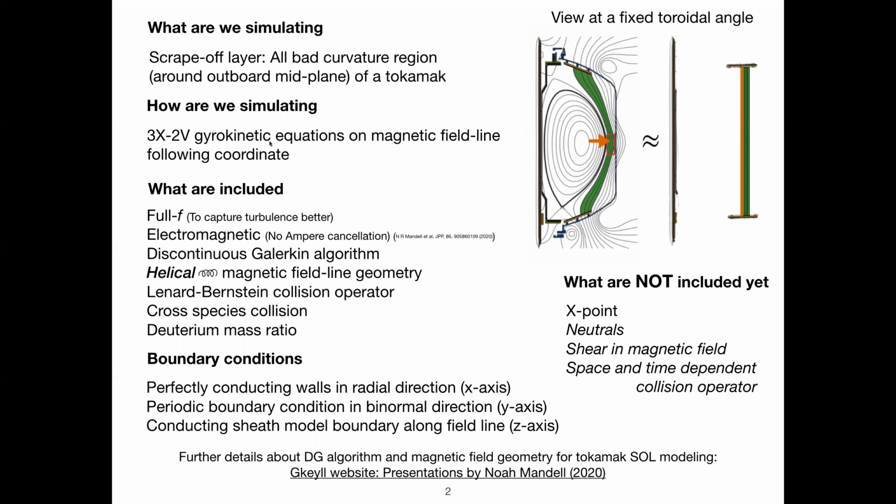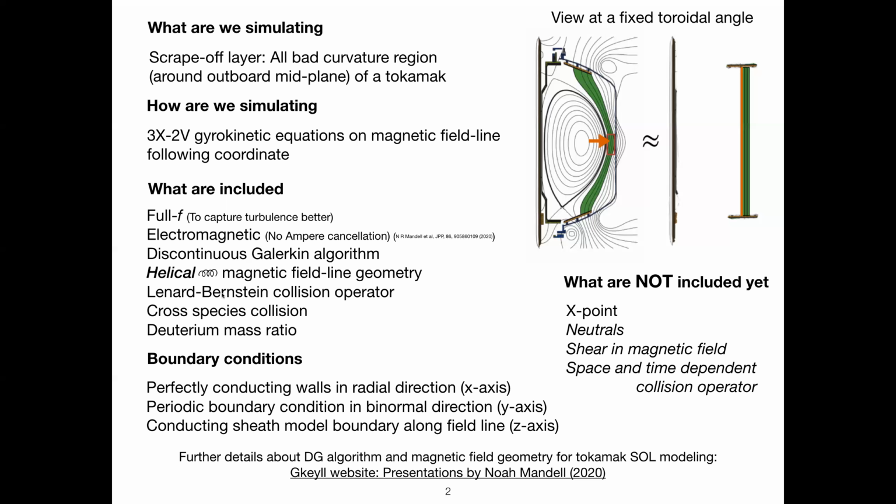These are 3x2v gyrokinetic equations on magnetic field line following coordinates. What is included? We have the full distribution function to capture turbulence better. It has electromagnetic capabilities so that we are not running into issues with Ampere cancellation. Further details you can see in Noah's JPP paper. We are using a discontinuous Galerkin algorithm for better accuracy, and we are following helical magnetic field line geometry. I'm using this cartoon to indicate helical.